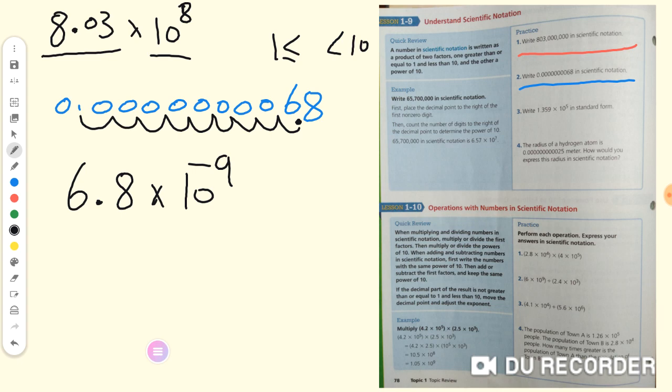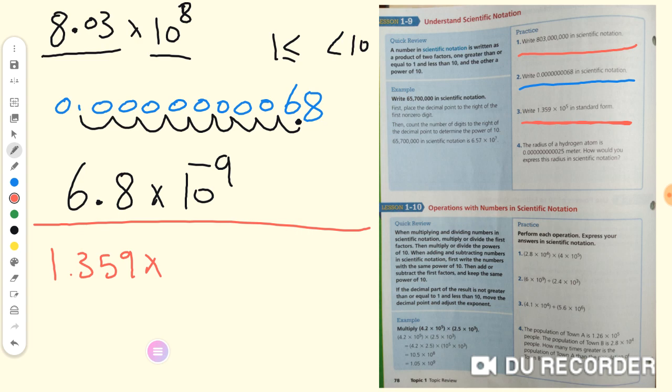This is a scientific way, but I can ask you the opposite of this question: ask for the standard way of this number. Okay, this is the number 1.359 times 10 to the power 5. What if I ask you to write this number in the standard way, the opposite of the scientific way? This is the scientific way: two factors, the first between 1 and 10, and the second 10 to the power.